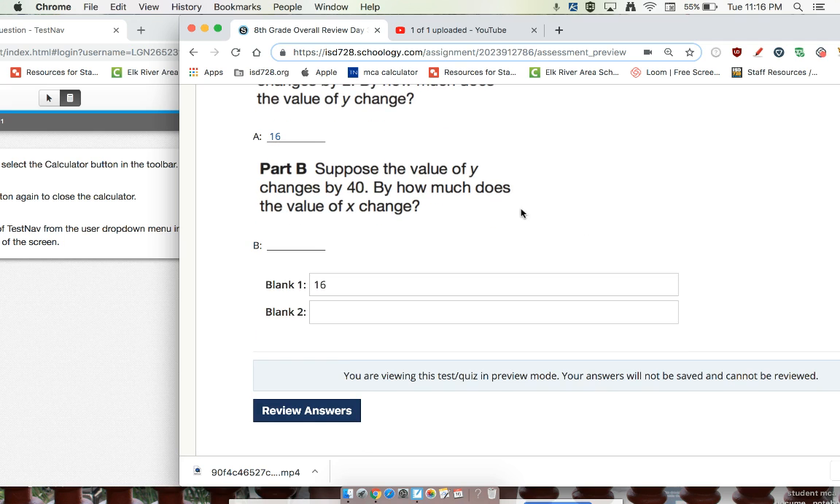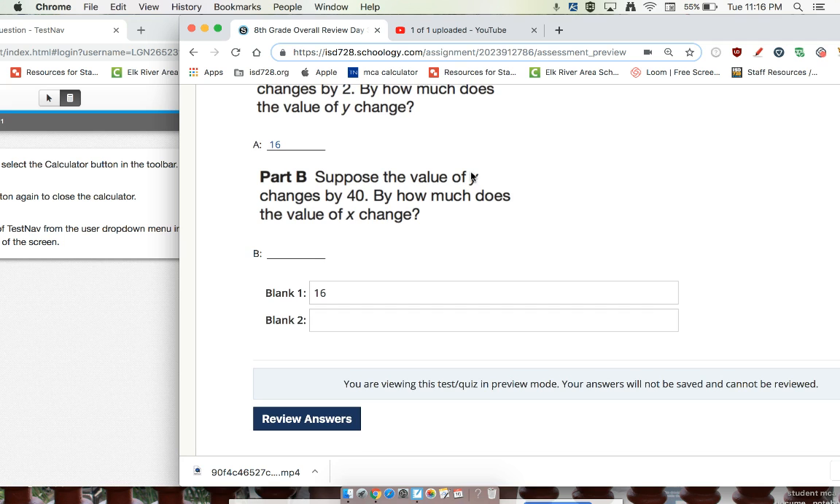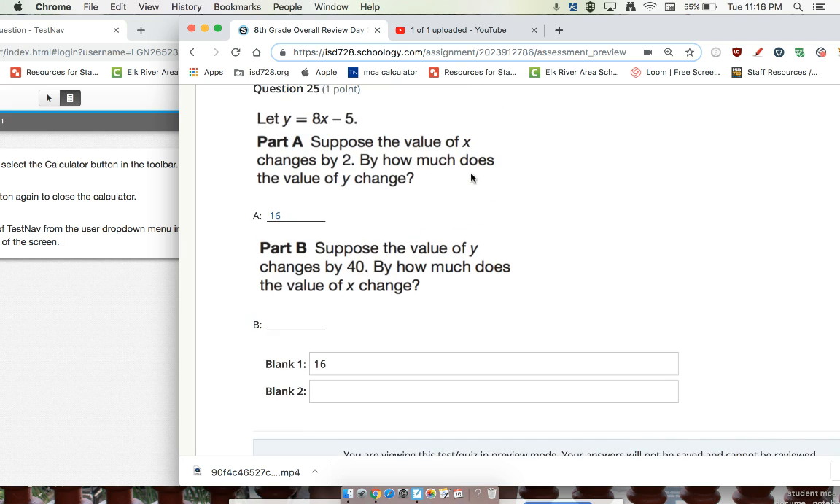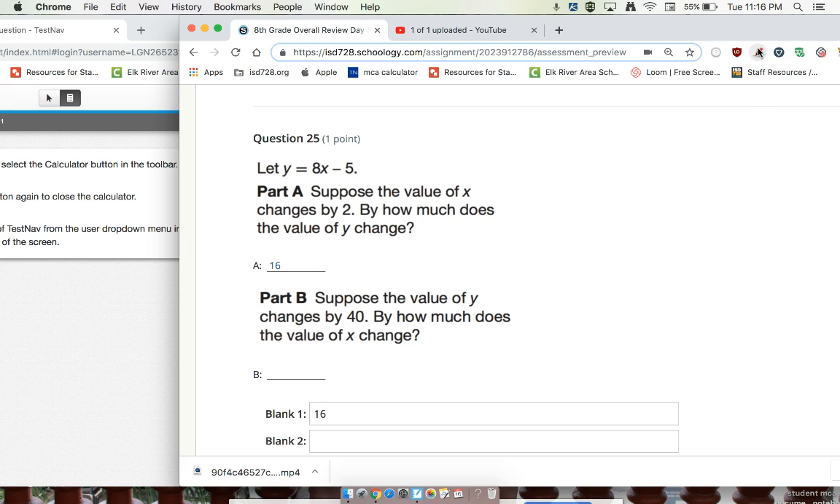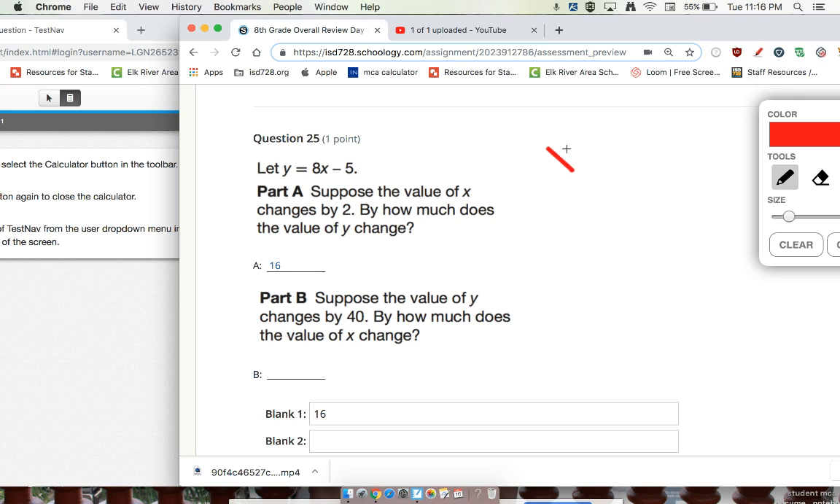Okay, part B. Suppose the value of y changes by 40. How much will x change? So again, I'm going to make an x and y table. And I'm going to make my y equaling 1, or you could do 0. Should I just do 0? It's easier. 0. Okay, and then you have to do some algebra.